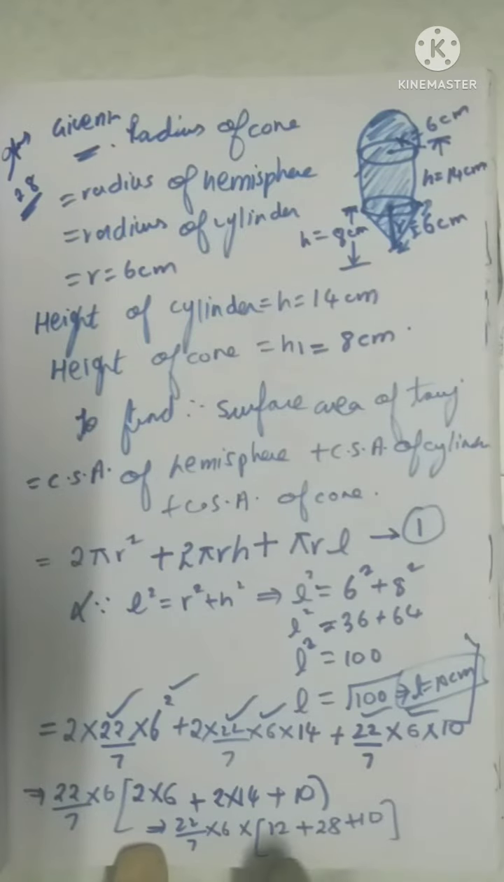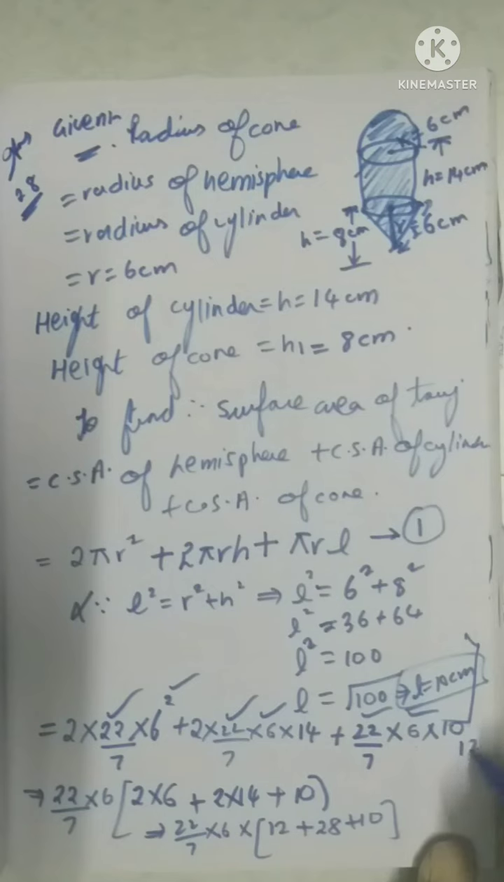Now what you should do? You should add 12 plus 28 plus 10. 12 plus 28 plus 10: 8 plus 2 is 10, 1 plus 1 is 2, 2 plus 2 is 4, 4 plus 1 is 5. So 50.